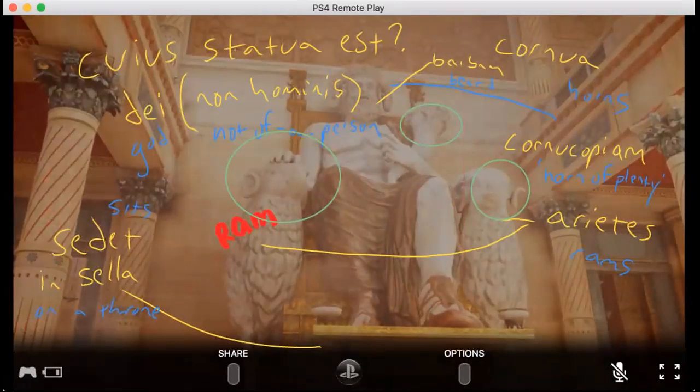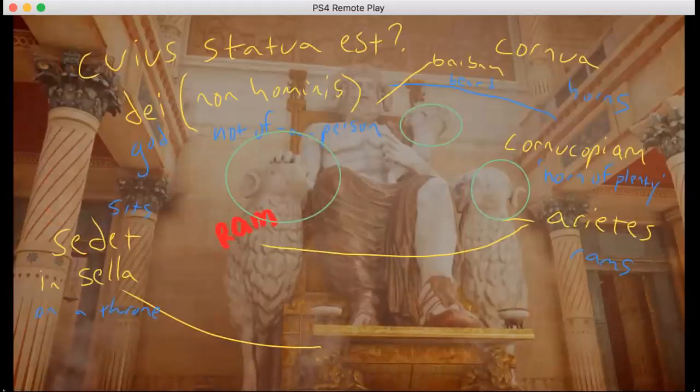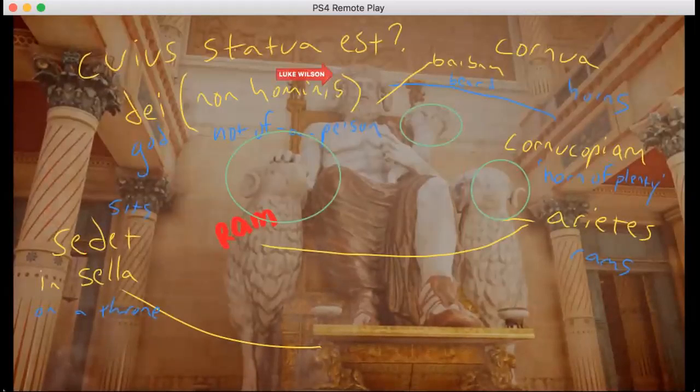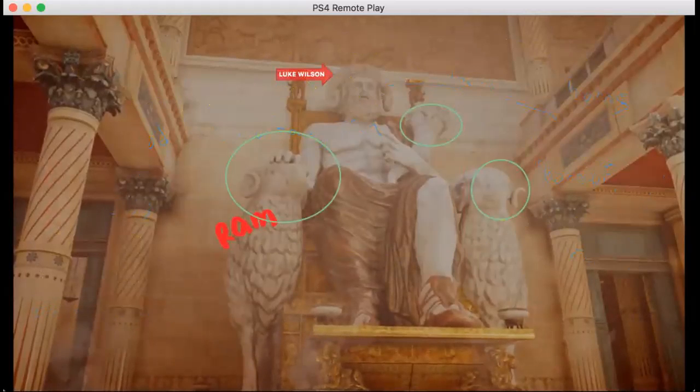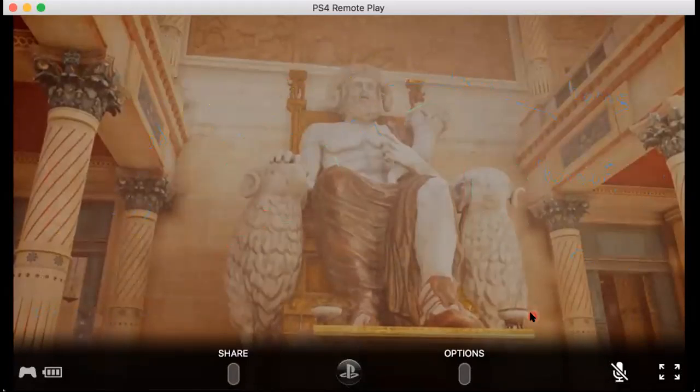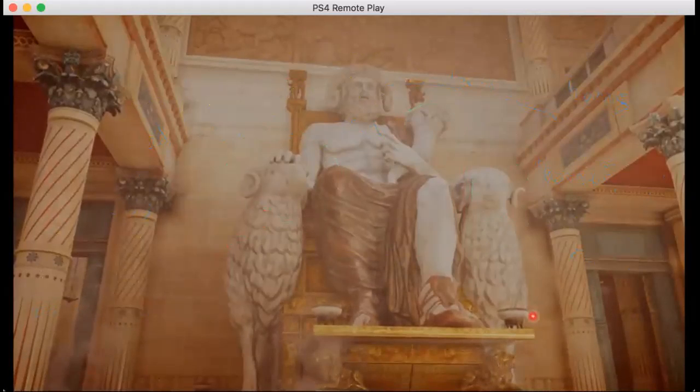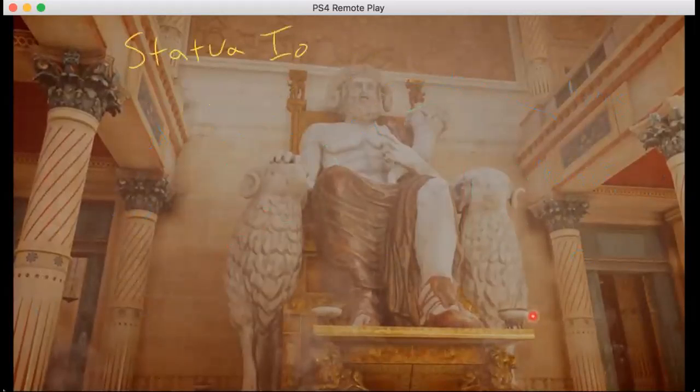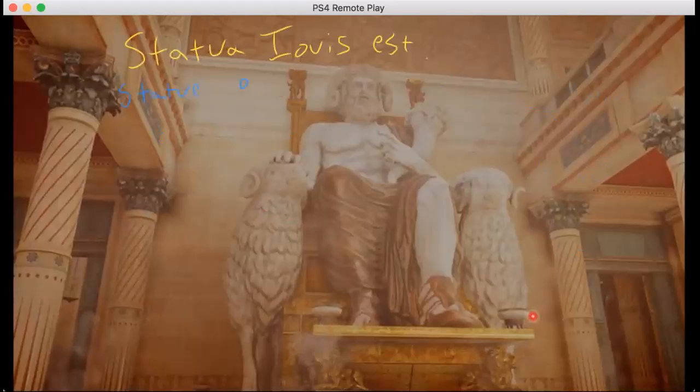First off, let me take a picture of that. I saved the screen there. So all of those notes that we've got up there I should be able to post to Canvas. And then now I'm going to clear everything there. All right. And then I'm going to label it Statua Iovis est. So this is a statue of Jupiter.